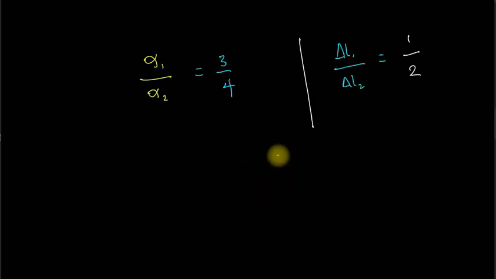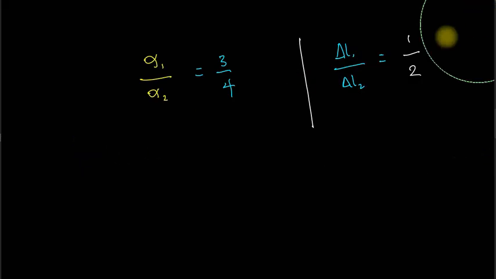Okay, so the best way to go about this question is to just simplify this equation. So alpha 1 is the linear expansivity of metal 1, right? So we have to write the linear expansivity of metal 1 out. So let's write it out.